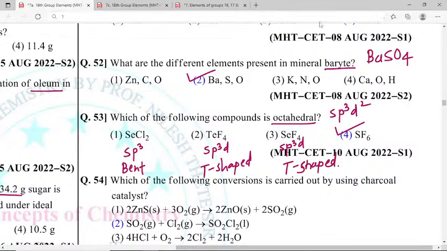Which of the following compounds is octahedral? Sulfur hexafluoride. Selenium dichloride is bent shape, sp3. Tellurium tetrafluoride is T shape. Selenium tetrafluoride is again T shape. Hybridization is sp3d.